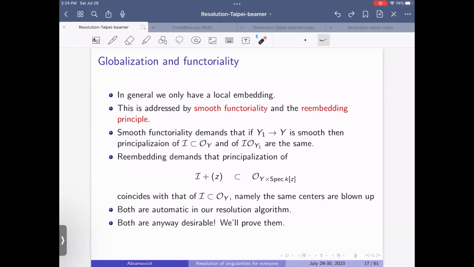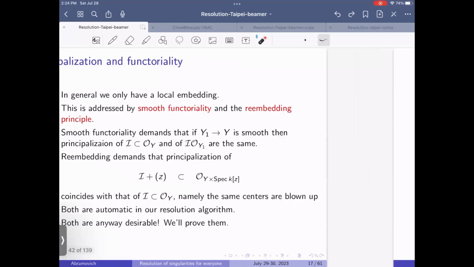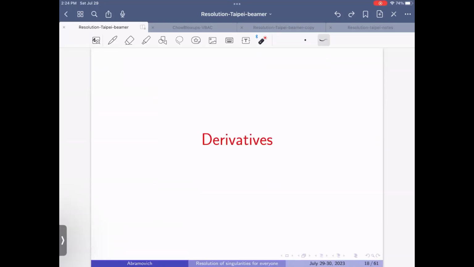Okay, so both, this is what I'm saying here. Both are automatic in our resolution algorithm, and both are anyway desirable, and we'll prove them. So now we'll do some derivatives. We did some. We'll also do some algebra, but a little bit of calculus is never bad.